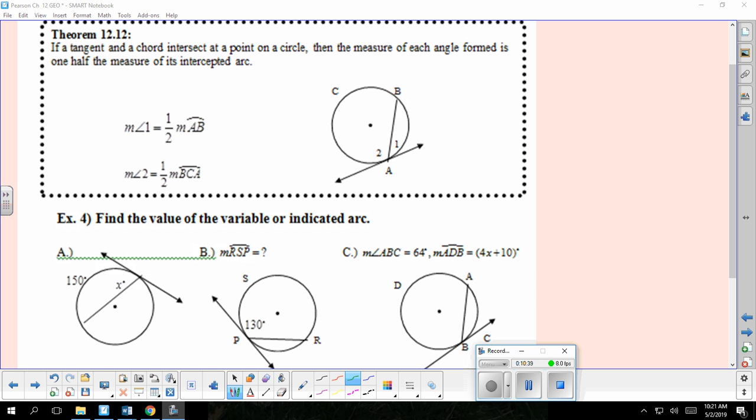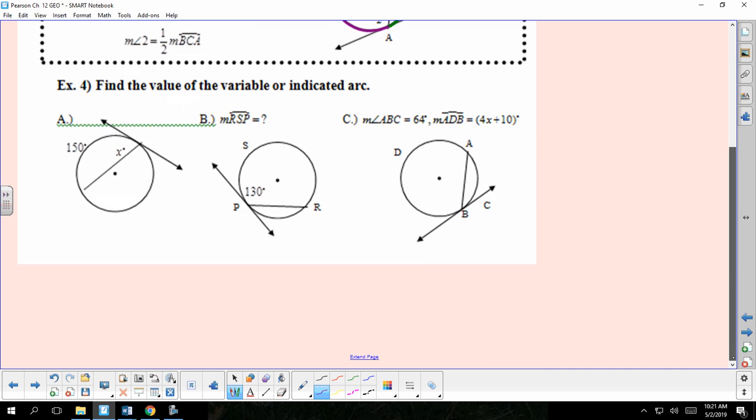So let's look at this. Measure of angle 1 is half of arc AB. So if I have this measure, take half of it, I get angle 1. And the same thing with this one right here. Angle 2 is half the measure of that arc. So let's see how this works out. So if this is 150, what is the measure of angle X? 150 divided by 2. X is 75 degrees.